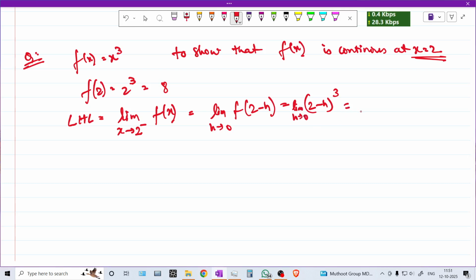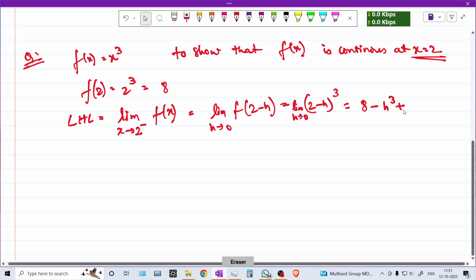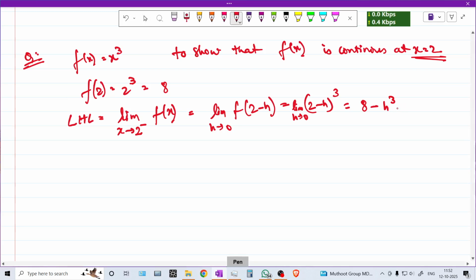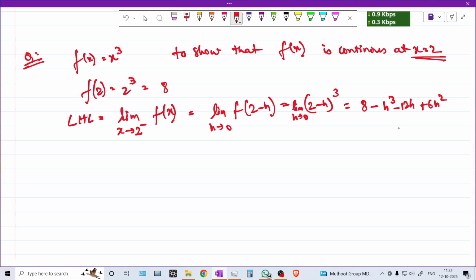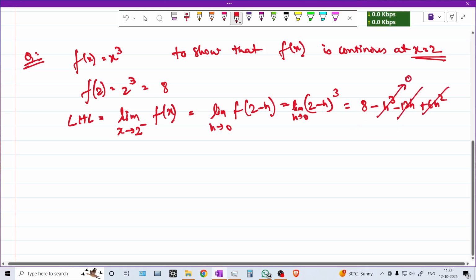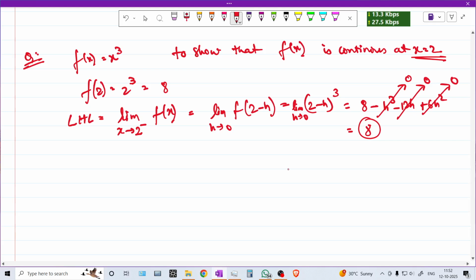So if I expand this by the (a minus b) whole cube formula, it is 8 minus h cube minus 12h plus 6h square. Since h is going to 0, this term and this term and this term are all going to 0. So it is coming equal to 8. That is the left hand limit.